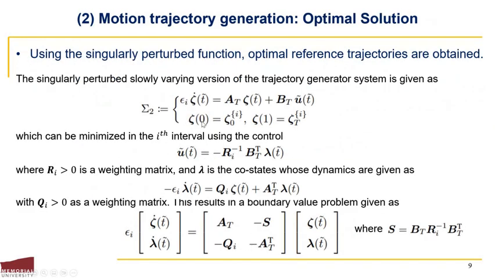The singularly perturbed version of the trajectory generator system sigma 2 is shown over here, which can in fact be optimized using the provided input u tilde. Also using the co-states dynamics shown over here, the boundary value problem is to be solved after specifying the weighting matrices Qi and Ri shown over here. The coming slides are specifically meant to show how this problem can be solved.